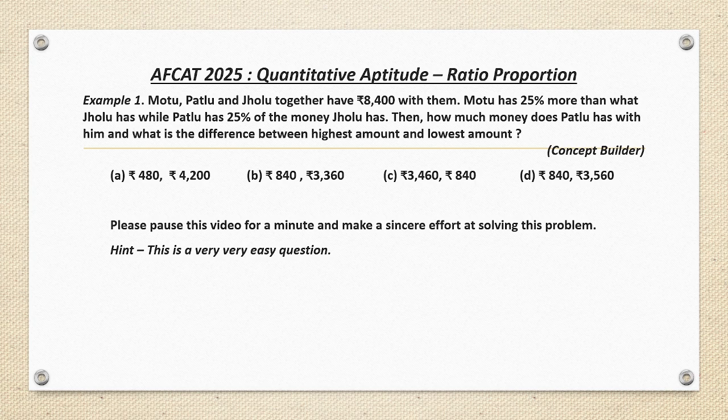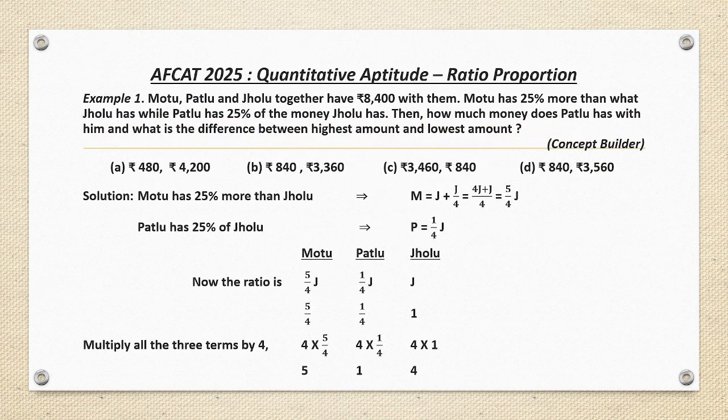Okay, I hope you have taken a pause and solved it. Now let us see what this is. Motu, Patlu, and Jolu have got 8,400 rupees. Motu has 25% more money than Jolu, and Patlu has 25% of Jolu's amount. Then how much money does Patlu have, and what is the difference between the highest and lowest?